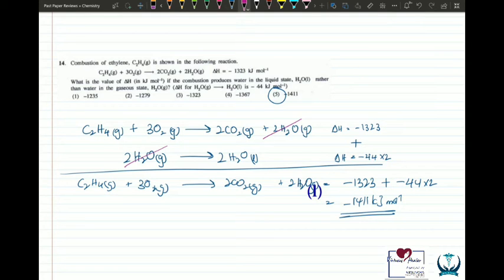So now the resultant reaction will be what we want here. So the answer for the delta H would be minus 1323 plus minus 44 into 2, which will be minus 1411 kilojoules per mole. The answer is 5.